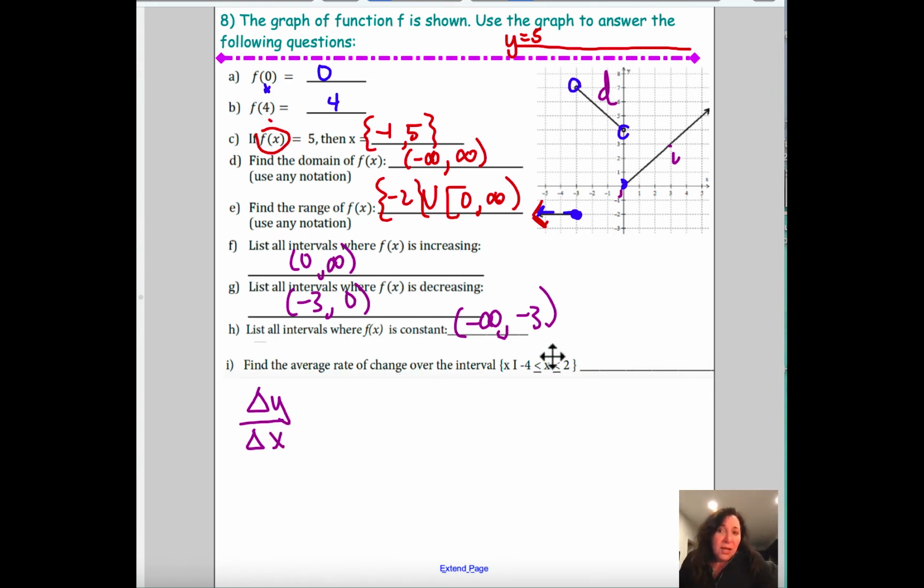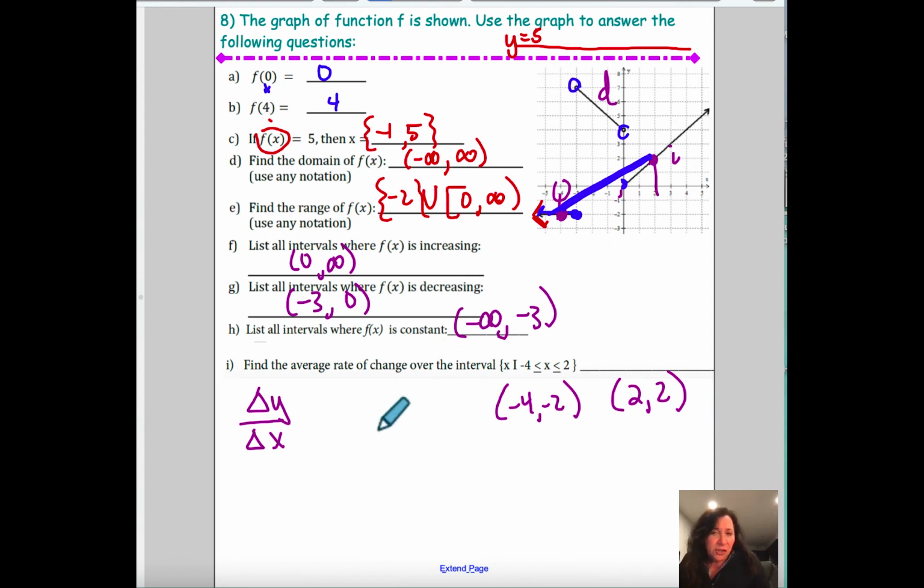Well, -4, so they're saying, hey, what's happening at -4? Well, at -4, I'm down here at -2. So at -4, I'm at -2. Then the other value, and it's inclusive, so the other value from this point here all the way to 2, what's happening at 2? Here I am. Where am I? 2, 2. So I'm at 2, 2. So they're actually asking me, what is the slope of this line right here, from here to here?